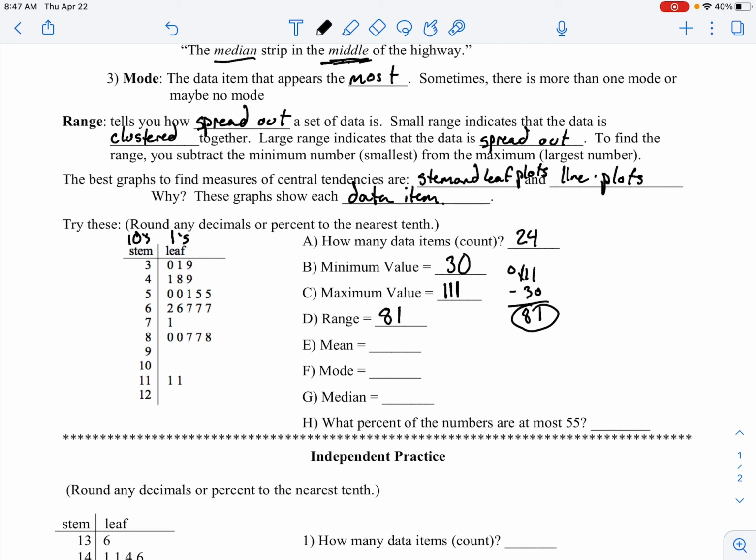The mean, okay, here's where things are going to get a little interesting. Remember, I'm going to mark off as I go. So let me open up a calculator real quick.